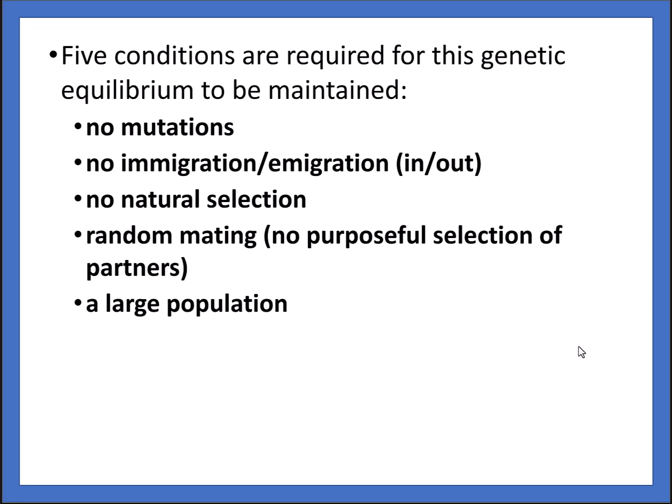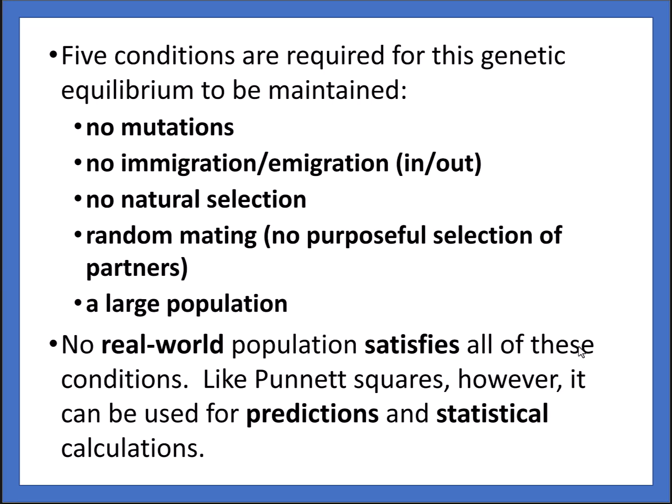So as you might imagine, no real-world population satisfies all of these conditions. This would have to be a population that is existing with no outside influence, no mutations, no change in environment, and completely random mating. So no real-world population is satisfying all of these conditions. This is a hypothetical situation. Like Punnett squares, however, it can be used for predictions and statistical calculations.